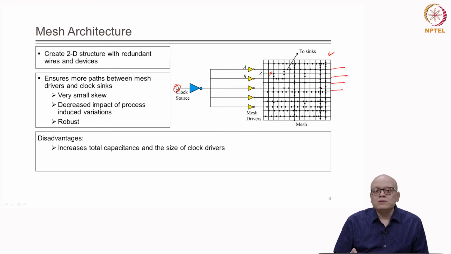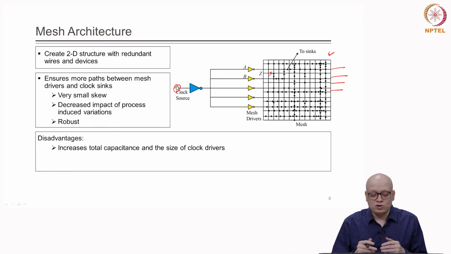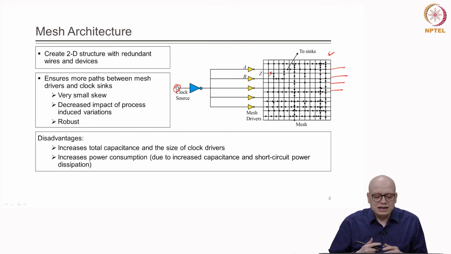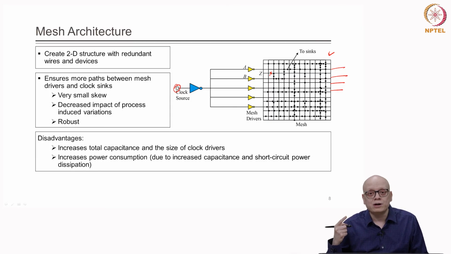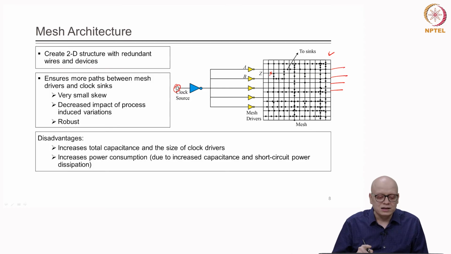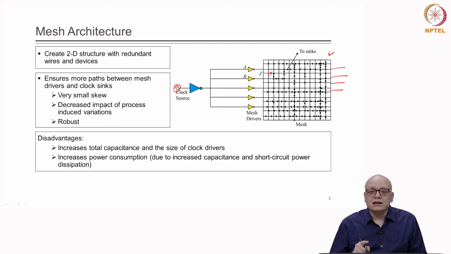So, the first disadvantage is that it will have more capacitance because of more wires being used in the network, and it will lead to increased power consumption because of increased capacitance. Remember that dynamic power is proportional to the capacitance being driven, and therefore the mesh architecture will consume more power.